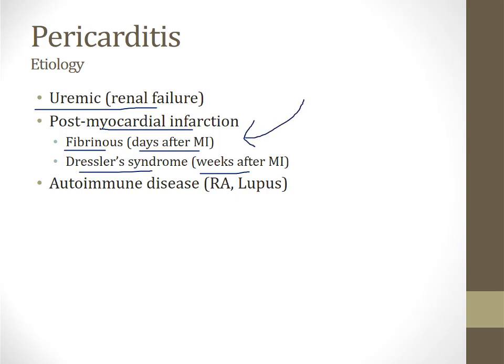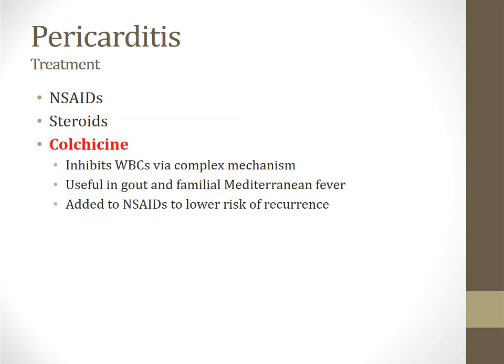And then finally, patients with autoimmune diseases like rheumatoid arthritis or lupus often develop autoimmune pericarditis as a complication of their condition. The treatment is very straightforward. The mainstay of treatment is nonsteroidal anti-inflammatory drugs like ibuprofen. Steroids can be used in some cases.